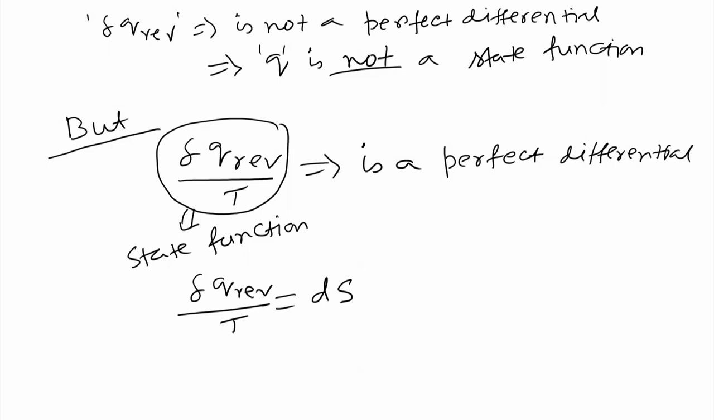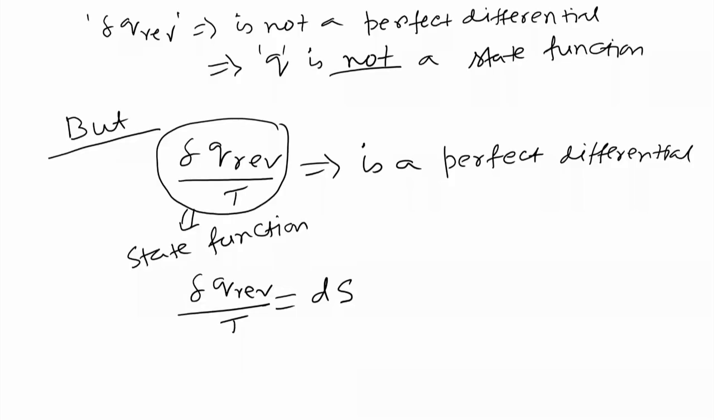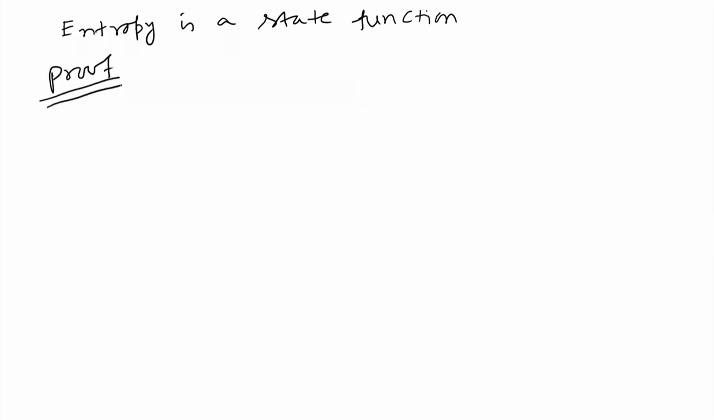So in a single shot, we proved that Q is not a state function, Q is a path function, as well as proved that entropy is a state function. We can also prove that entropy is a state function in another manner, in a different way, using a PV diagram.